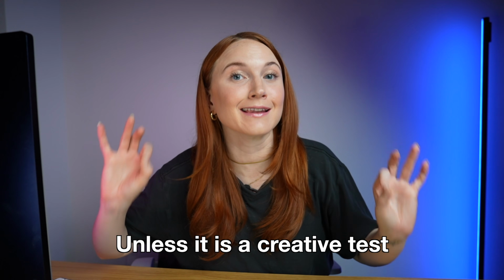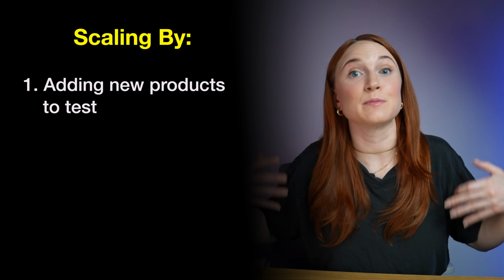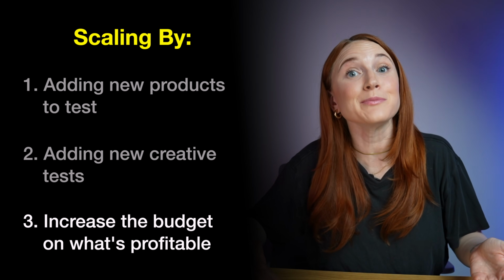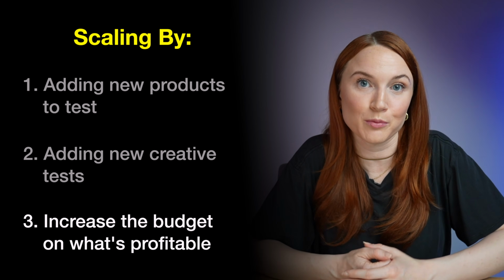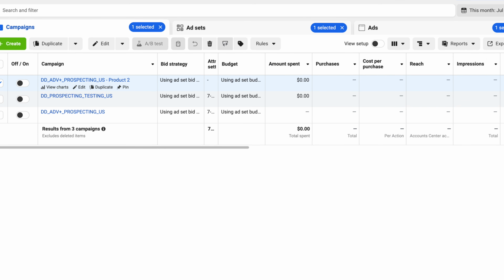Now, one of the big things that's changed since last year is fewer of my clients are doing this horizontal scaling method. So they're not adding as many new campaigns or ad sets unless it is a creative test. Cannot emphasize this point enough, unless it is a creative test. And because of this, my clients that are scaling in 2024 are doing so by adding new products to test, by adding new creative tests, and by simply increasing the budget on what is already profitable. So sometimes they'll add an additional Advantage Plus shopping campaign for a new product or for a new offer, but most of them are trying to keep things as consolidated as possible.